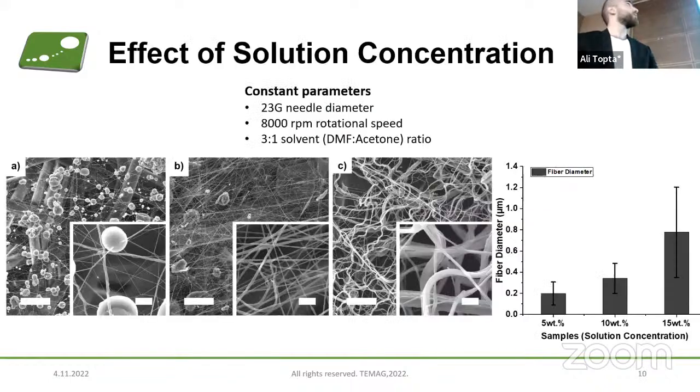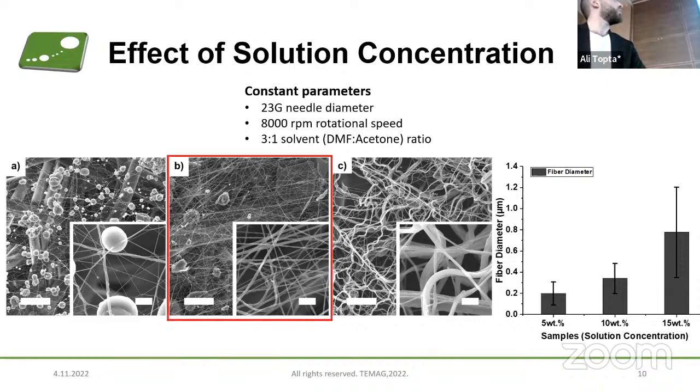Coming to our results, firstly, based on the literature, we started our parameters with the 23 gauge needle diameter, 8,000 RPM, and 3:1 DMF to acetone ratio. From there, we changed the concentration with these constant parameters. We have used 5, 10, and 15% concentrations, and we have seen that the best fibers were obtained at 10%, with, to be honest, a negligible amount of beads.